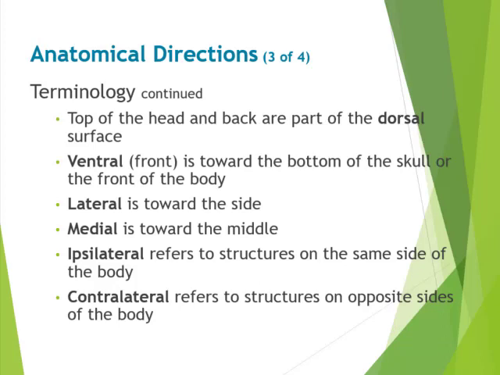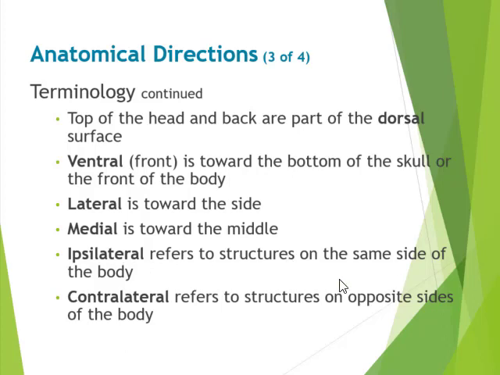So again, the terminology used: the top of the head and back are part of the dorsal surface. The ventral surface is in the front, towards the bottom of the skull or the front of the body. Again, this is in the case of the human, and we'll see an illustration to drive home this point. A lateral structure or part of the brain is towards the side of the brain, inside the head. Medial structures are towards the middle of the brain.